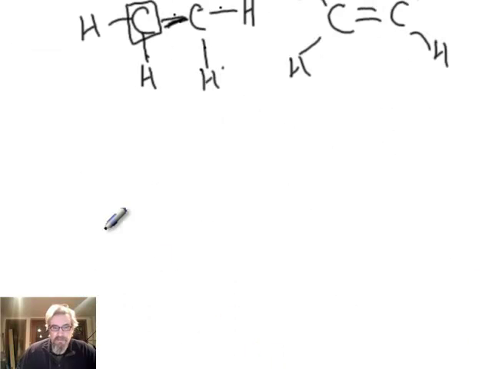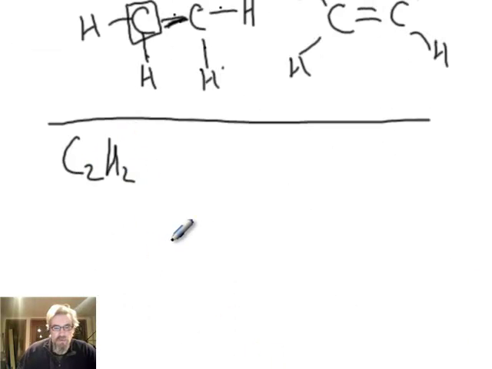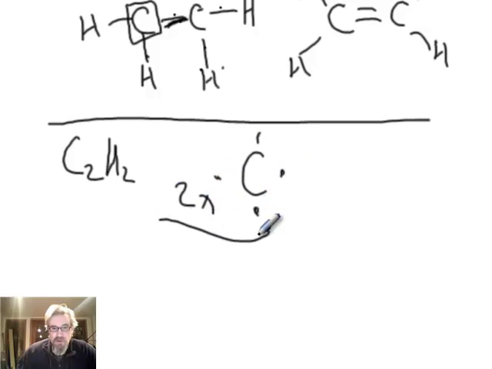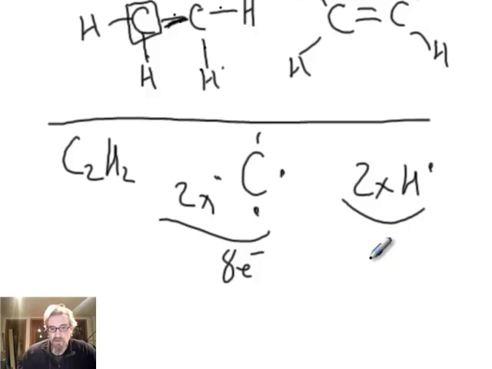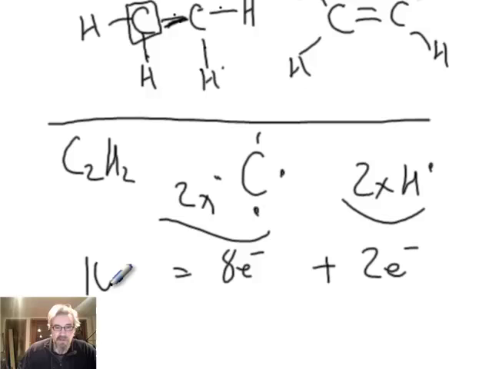Let's do another example. This is C2H2. This is ethyne, or the common name is acetylene. If you've ever used a welding torch, an oxyacetylene torch, you've used this gas. Okay, let's again make our electron count. We have 2 carbons in there. Carbons are group 4, so 2 of those are going to give me 8 electrons, and now I have 2 hydrogens. Hydrogens are column 1, so the 2 of those are going to give me 2 electrons, and all added together this gives me 10 electrons in my structure.